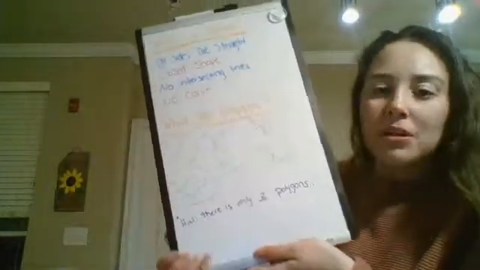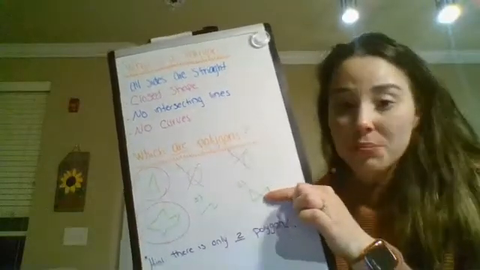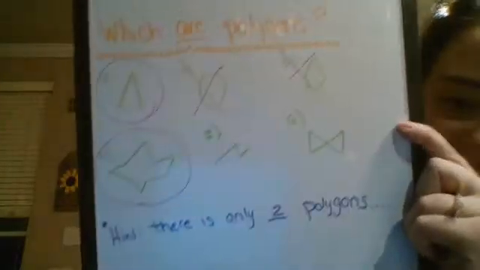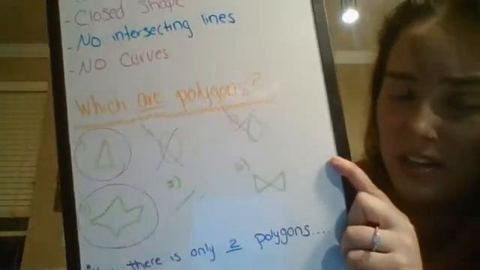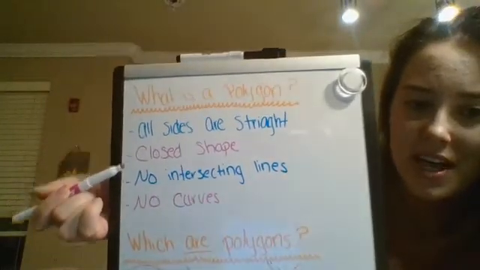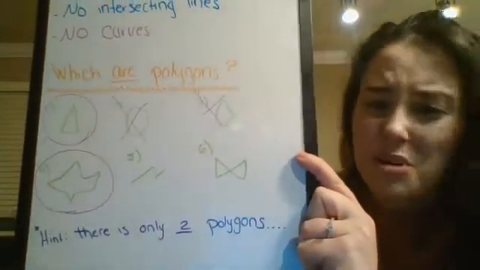Now, I know that there were 2 polygons, and we already found our 2. But let's keep going so we can explain why 5 and 6 aren't polygons. Okay, so number 5, very squiggly line. So even though all the sides are straight, it has no intersecting lines, and has no curves, it's not a closed shape. It's not really even a shape. It's just kind of a line. So number 5 wouldn't be a polygon. I'm going to cross that out.